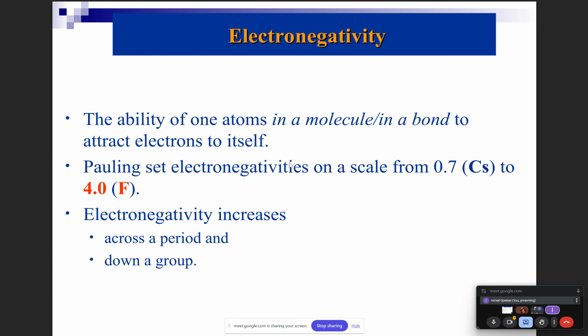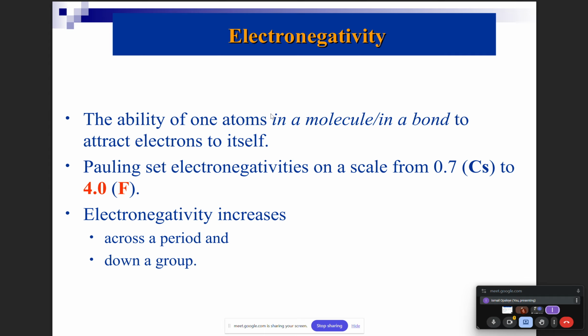So talking about electronegativity, the ability of one atom in a molecule or in a bond to attract electrons towards itself. That is electronegativity. Electron negativity. So just know that it has to do with electrons. Being electronegative is like being hyperactive for electrons. Like when we say something is too active, they really want to attract or get electrons towards themselves. So that is the electronegativity property. Again, the ability of one atom in a molecule or in a bond to attract electrons towards itself.